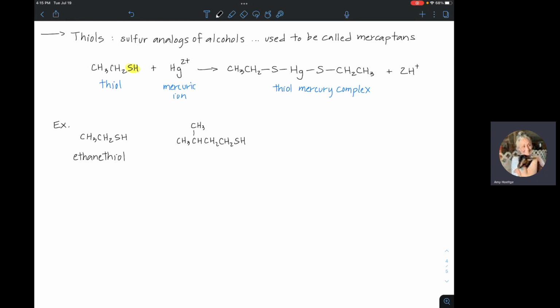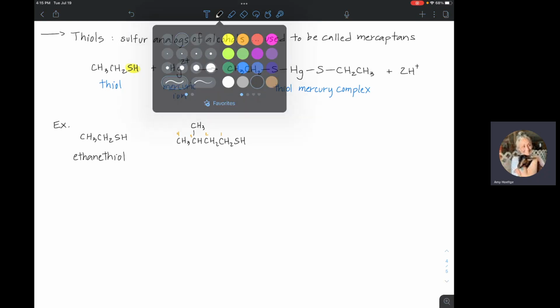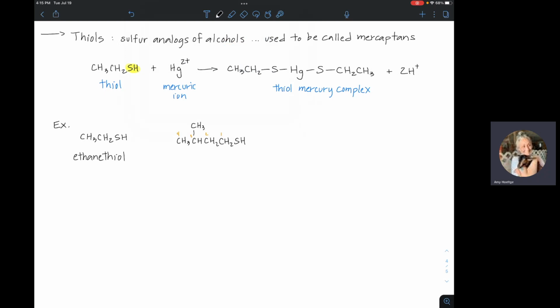So there you have your sulfhydryl group, right? And again, just like you would with an alcohol, you're going to prioritize your functional group. So we're going to number this to give top priority to the sulfhydryl group. So 1, 2, 3, 4. On carbon 3, we have a methyl group, so 3-methyl-1-butanethiol.